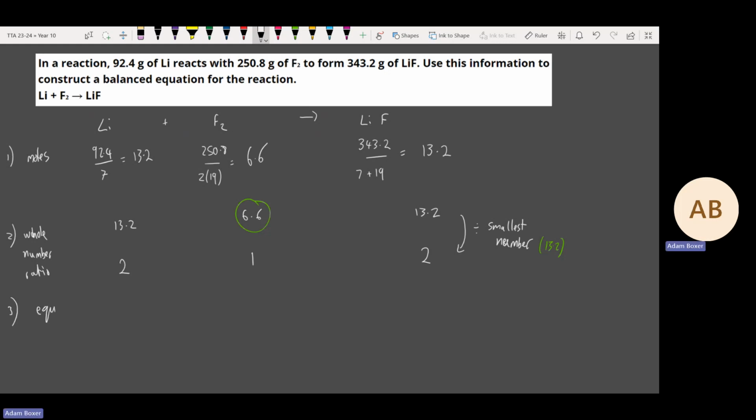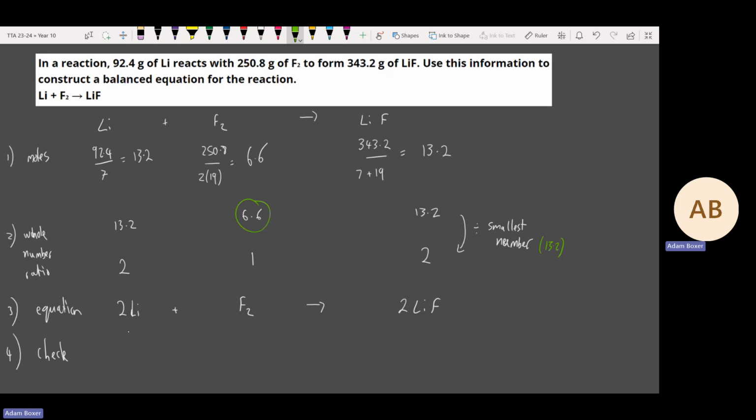So you write out the equation. So that's now 2Li plus F2 forms 2LiF. Step 4, final step, is the most important one, is to check whether that's balanced correctly.